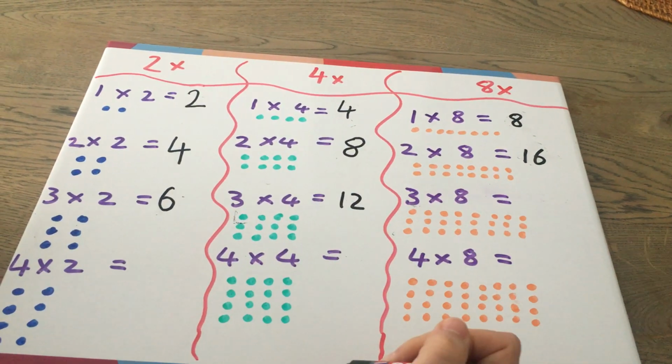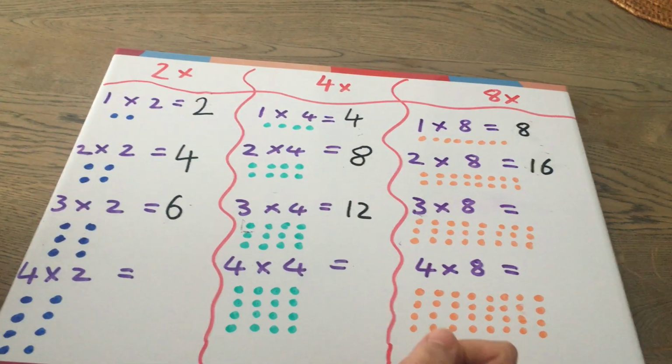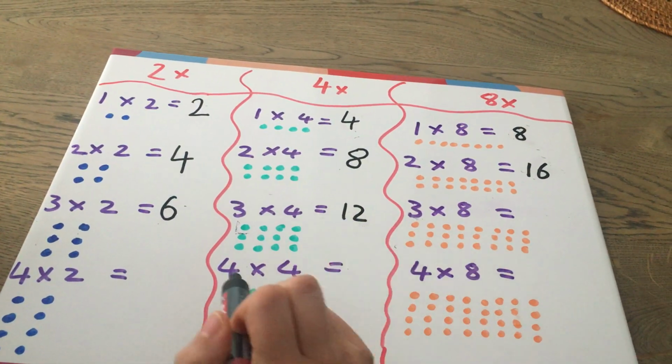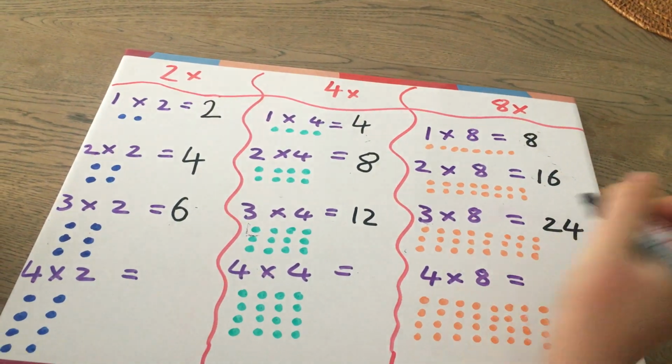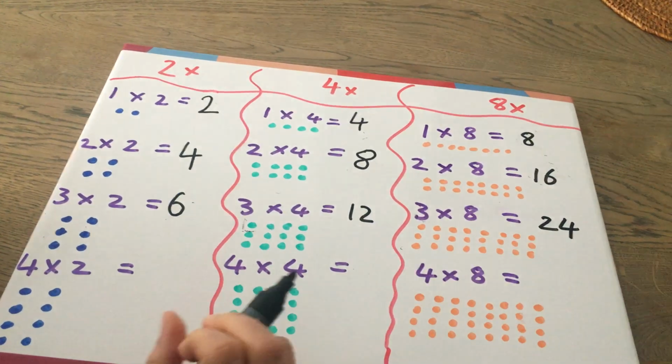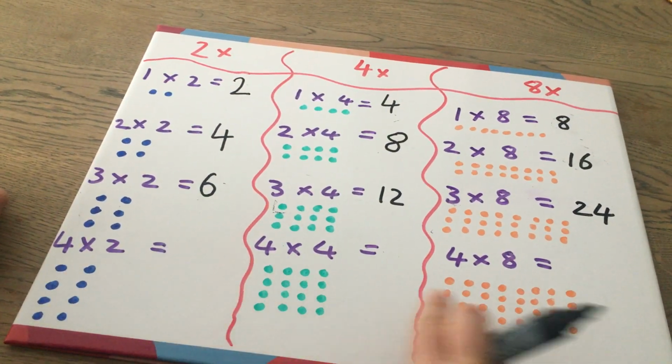Now, you can have a guess at what 3 times 8 is first, or you can have a go at doubling 12, which we know is 24. And again, you can use the array to check that answer. Now, I'm going to let you have a go at the rest of these yourself.